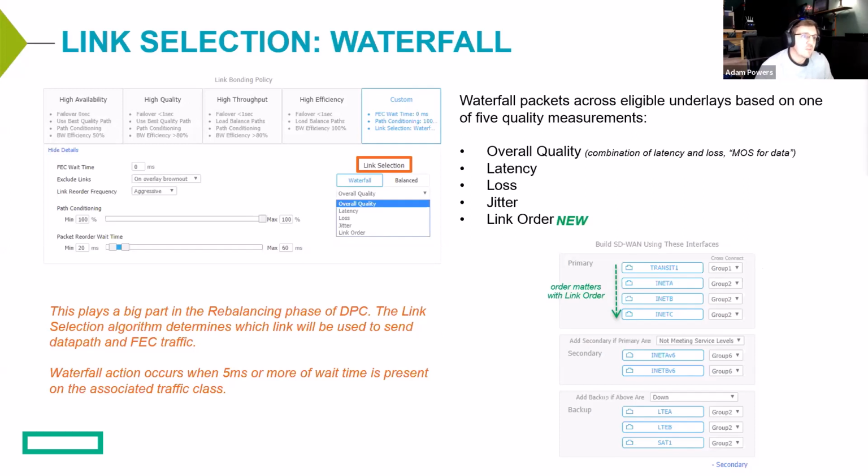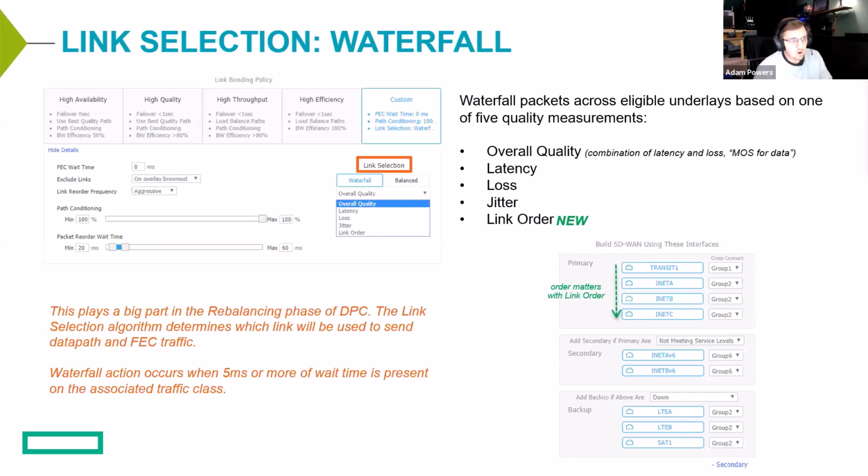Overall quality is like MOS, but it doesn't include jitter, and it has a heavier bias toward the impact of loss. It's like MOS for data is kind of one way of thinking about it. MOS is more of a voice thing. This is the internal metric, the overall quality. It's also called auto in other places in the local breakout. The overall quality score is our own internal thing, and it's what we use for high quality mode. So high quality uses overall quality as its determination of what's the best quality link.